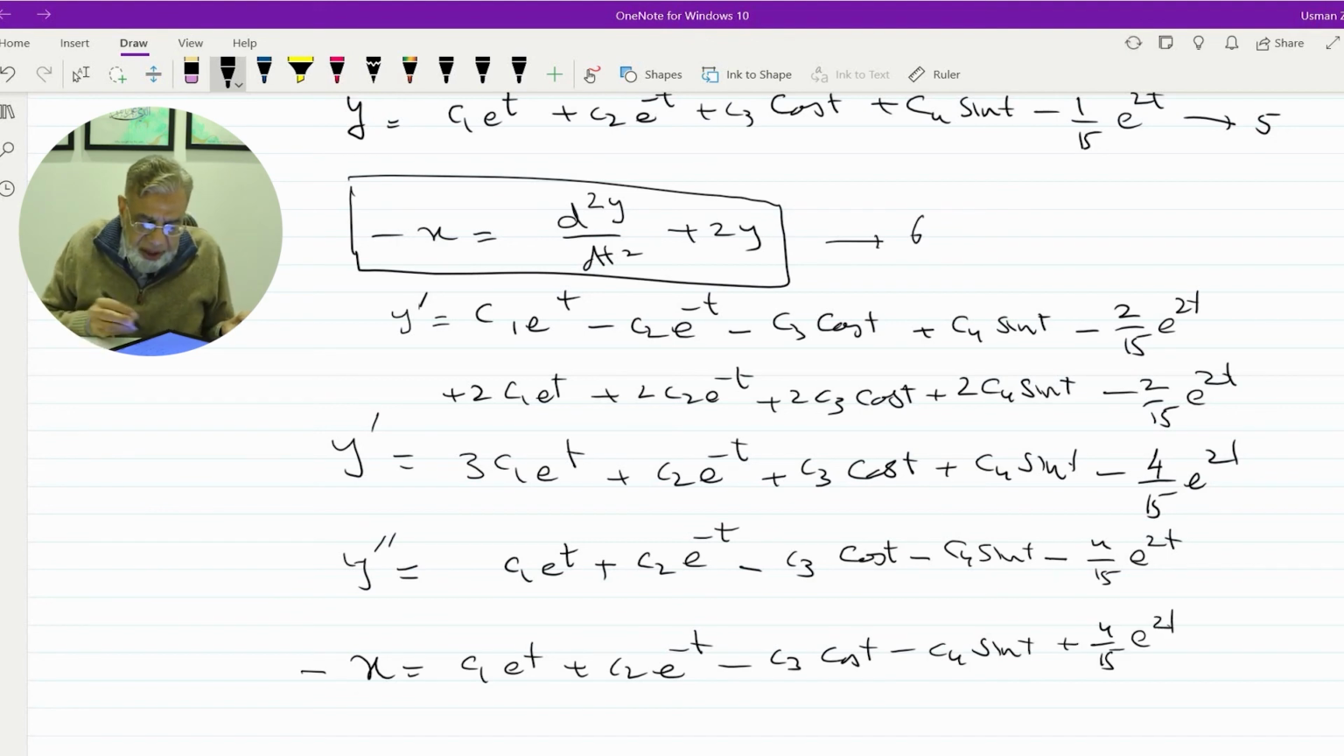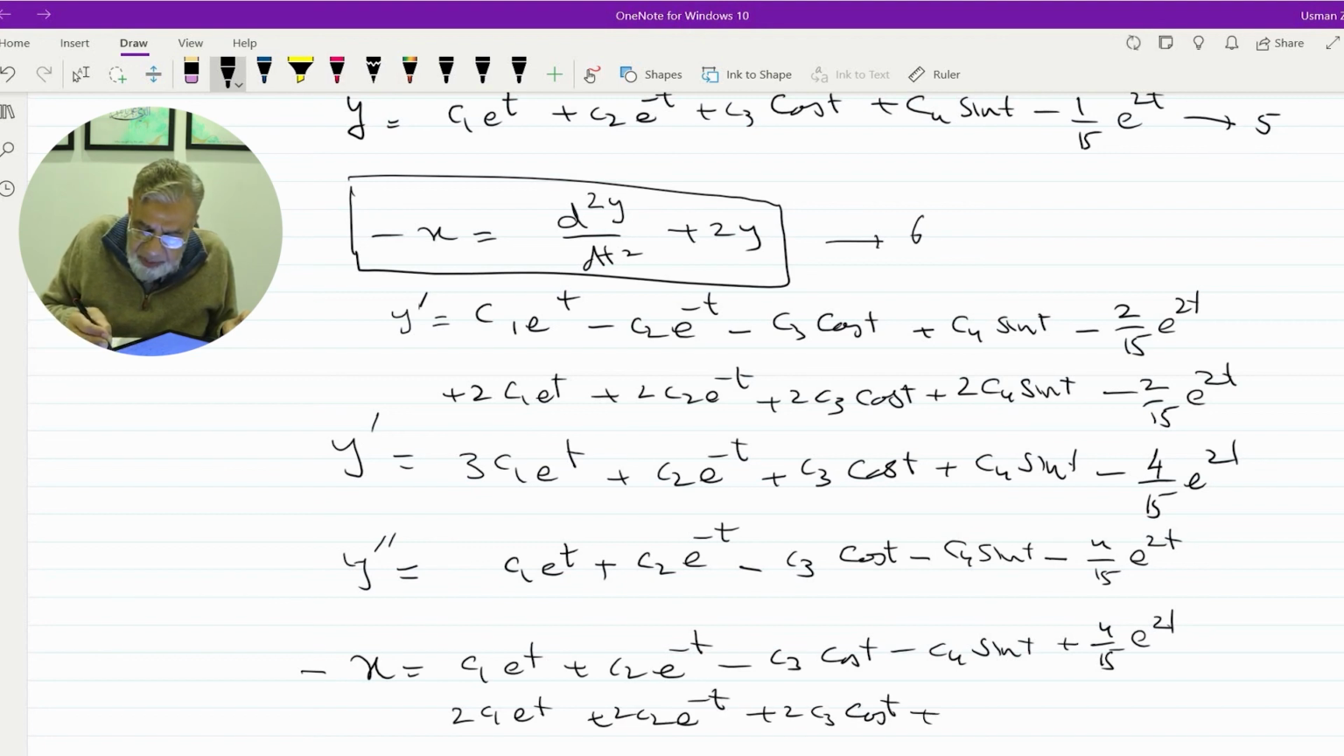Then we have minus 2y, so multiply equation 5 by minus 2 and add to this one. We get here 2 c1 e to the power t plus 2 c2 e to the power minus t plus 2 c3 cosine t and plus 2 c4 sine t, and then we get here the value plus 2y, we get here minus 2 by 15 e to the power 2t. So this is the value I get when I multiply by minus 2.